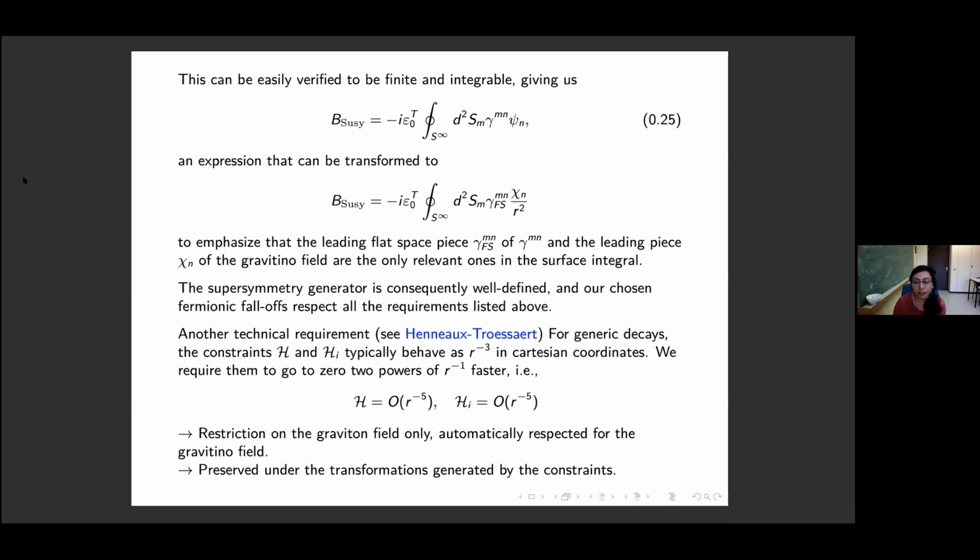Now, in this case, we have, in addition, some gravitino contributions. If you remember, I talked about some F terms. So now we have fermions in our system, and they also contribute to the Hamiltonian and momentum generators. But due to the fall-off that we have imposed on the fermion, those terms fall off even faster, so they do not mess up their result. And they are preserved under the transformations generated by the constants. So these results hold as usual from their old papers.